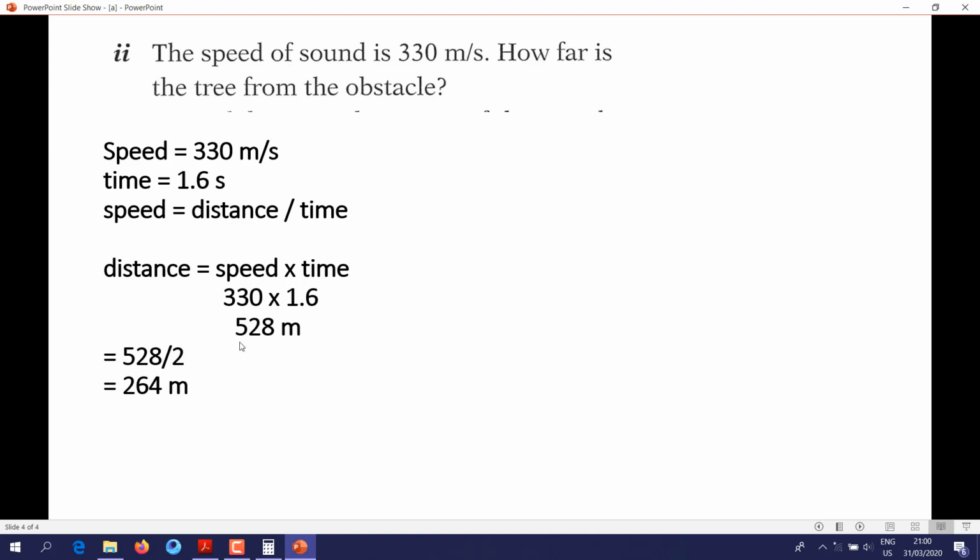But again, this 528 meters, what is it? It's the distance from the tool that he was using to the wall and coming back again. Okay, so it's two distances. Now what we have to do is just divide 528 by 2, and we will get 264 meters. So the distance between the tree and the wall was 264 meters.